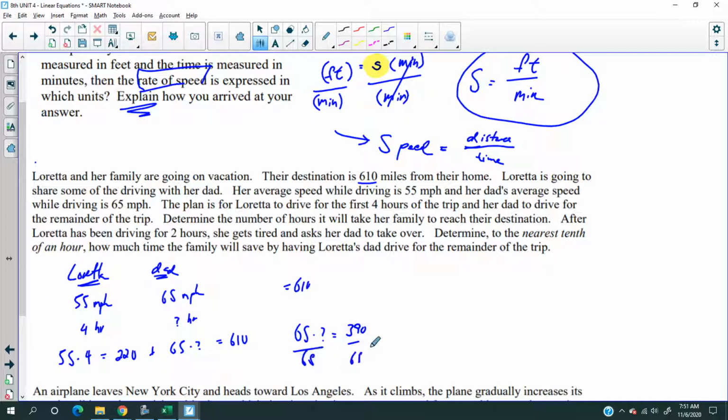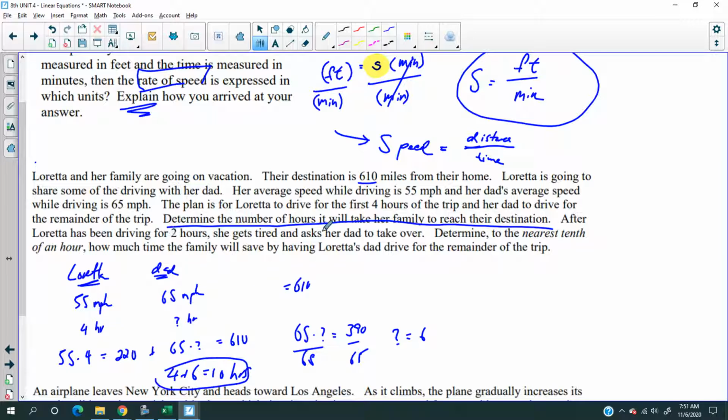Because the question is, at 65 miles per hour, how long will her dad travel the rest of the way, which is 390 miles? How long does the guy have to go? Divided by 65, 6 hours. Now, I don't think the question is asking how long the dad has to drive. The question is how many hours it would take for the whole family to get there. So it's 4 plus 6, 10 hours. All right, not done yet though.